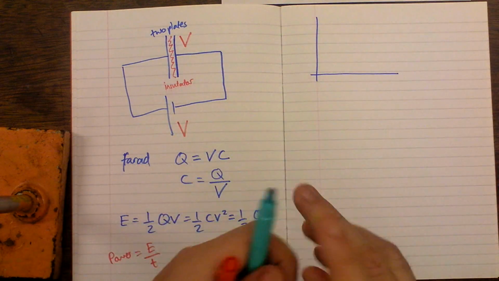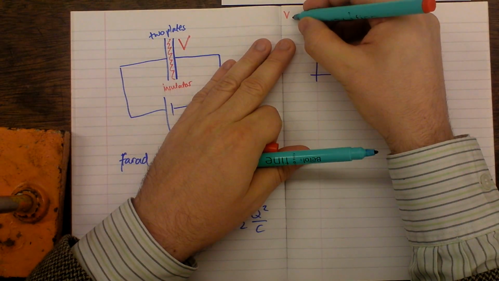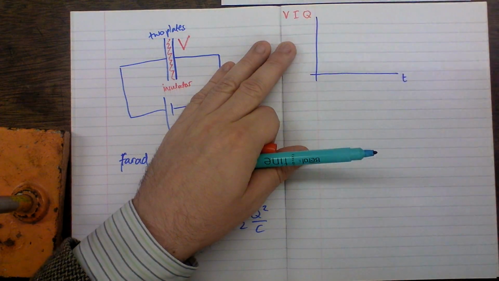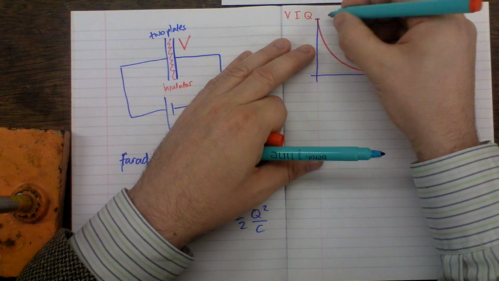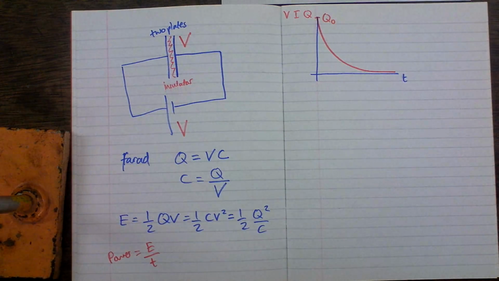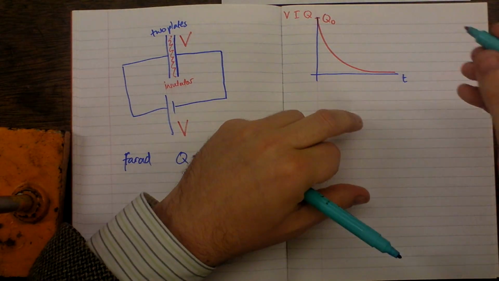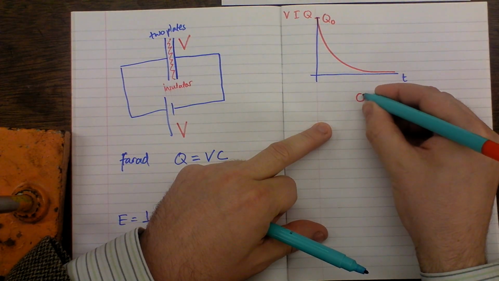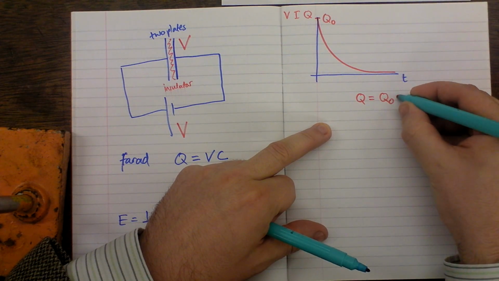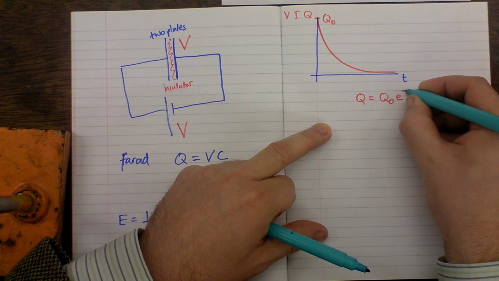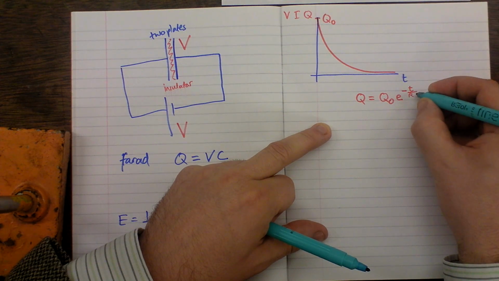So if I were to draw a graph against time for a discharging capacitor, and I could make this axis V, I, or Q, any of those, I would see this exponential decay. So let's work in terms of Q. We'd call that value Q naught, the starting amount of charge stored, and then we could see how that decayed over time. Now, because this is exponential decay, it would follow an equation of this form. Q equals Q naught, the initial charge, times e to the power of minus t over RC.